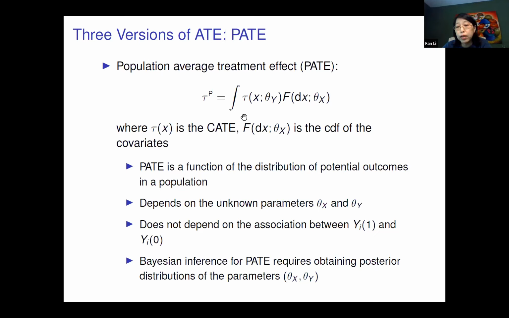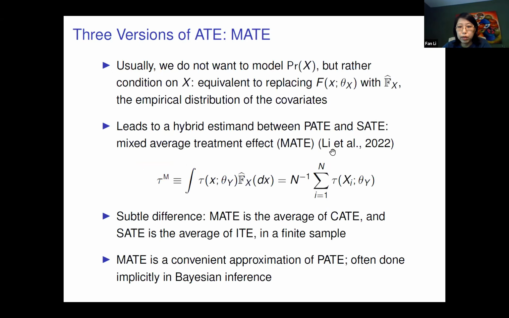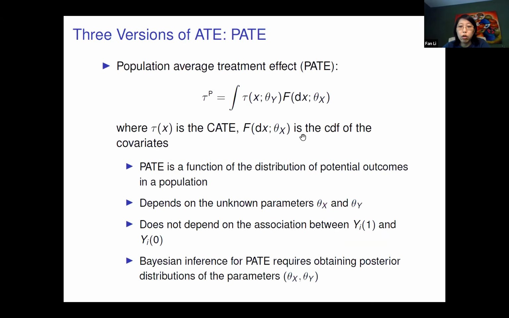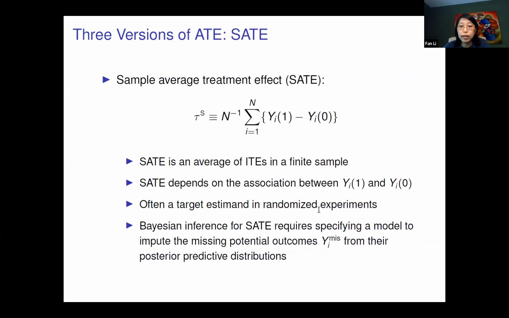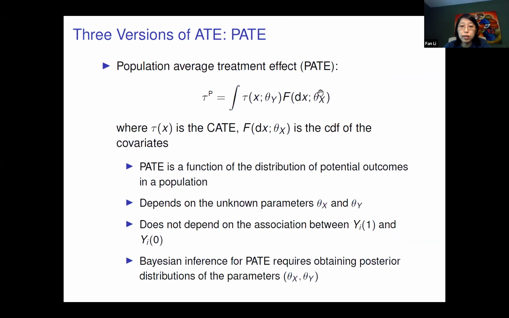So what is PATE? PATE essentially is just the average, an integral of those CATE over the whole covariate space. This is important. So this F is the CDF of the covariates, because the covariates themselves also have a distribution.